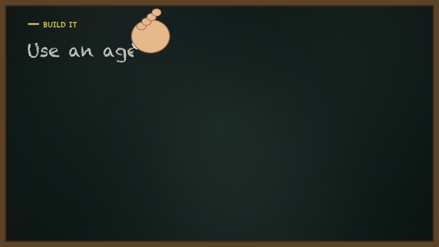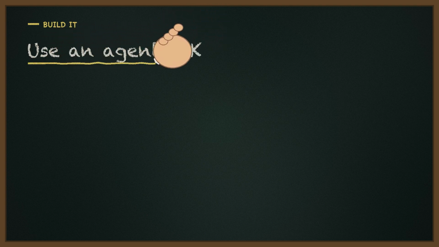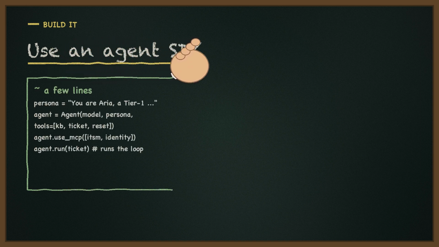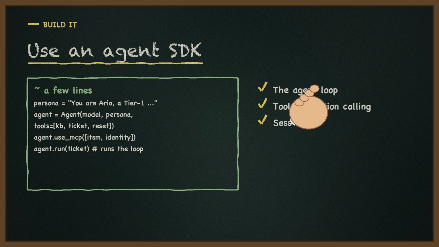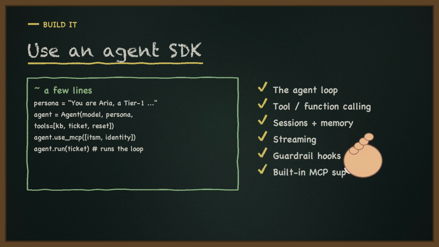Don't hand-roll all this. An agent SDK gives you the loop, tool and function calling, sessions and memory, streaming, guardrail hooks, and often built-in support for connecting external tools. More on that shortly. So you skip writing the loop, retries, tool schemas, and parsing yourself. The pattern is simple. Define the persona as your system prompt, register your tools, and run the loop. Think Claude Agent SDK or the OpenAI Agents SDK.